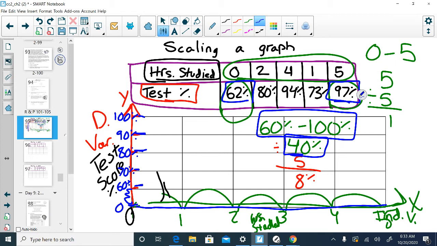Okay, and so now I can go ahead and plot the data. First off, I'm going to look at my first data point. In here it says 0 hours studied, 62%. So I'm going to go over here to 0 hours studied, and then I'm going to go up to 60%. All right, so this would be my first point.